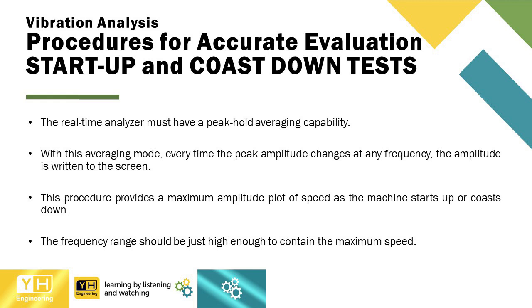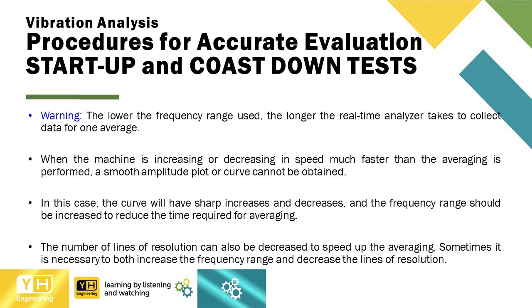The frequency range should be just high enough to contain the maximum speed. Warning: the lower the frequency range used, the longer the real-time analyzer takes to collect data for one average. When the machine is increasing or decreasing in speed much faster than the averaging is performed, a smooth amplitude plot or curve cannot be obtained.